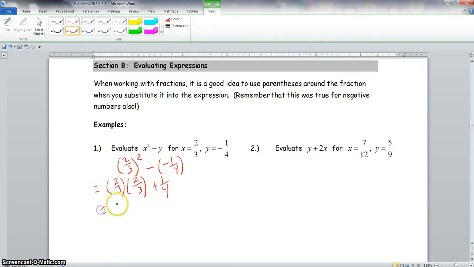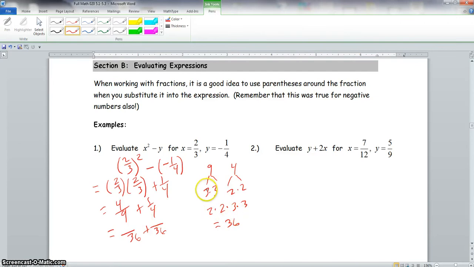2 times 2 is 4, and 3 times 3 is 9, plus 1/4. Now we have to find a common denominator. So we add 9 and 4. The prime factorization of 9 is 3 and 3, and the prime factorization of 4 is 2 and 2. Now we do the comparison. First of all, let's multiply these. We'll have our 2 2's and 2 3's. So that would give us 36. So the common denominator would be 36.